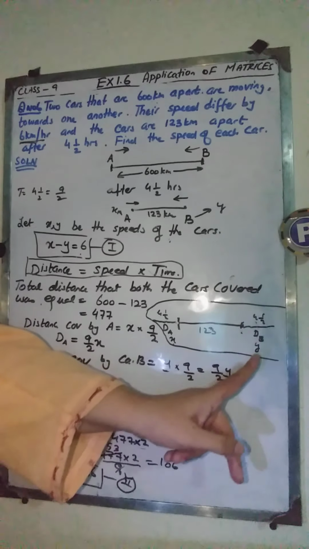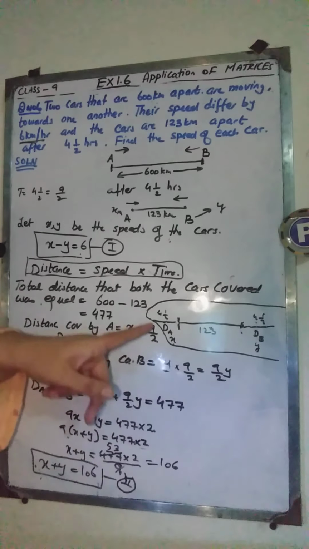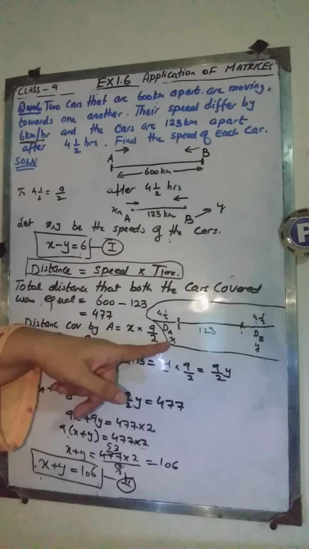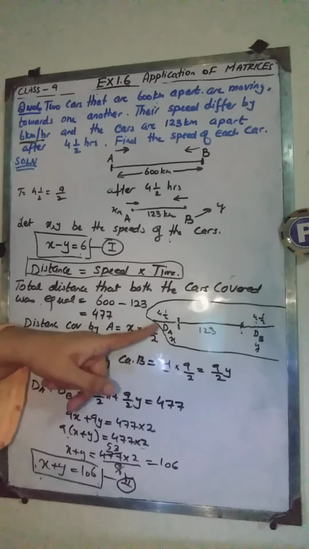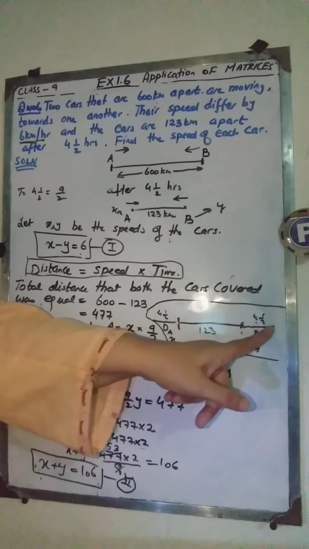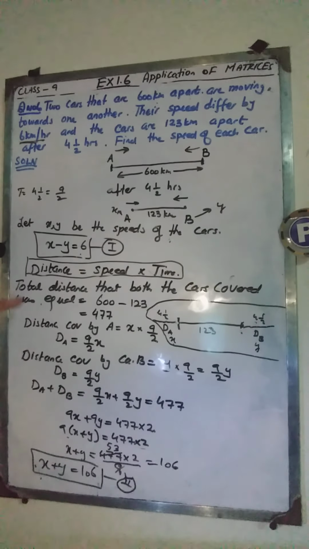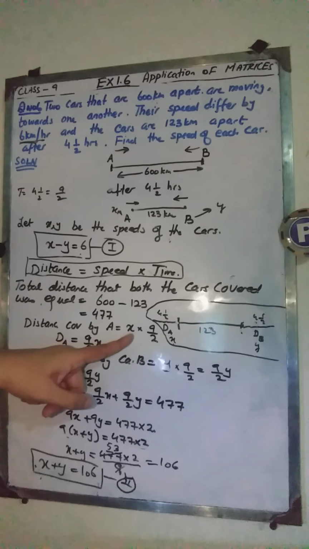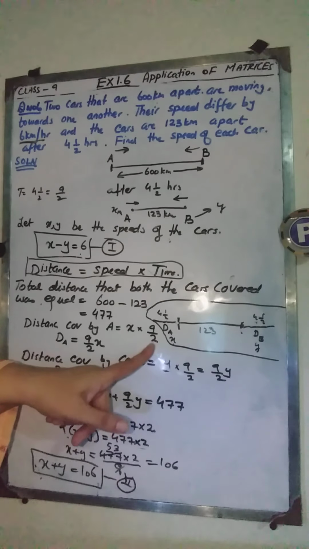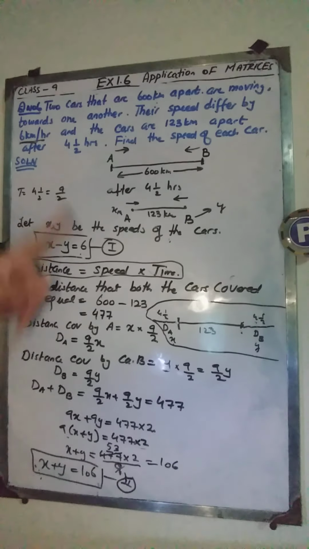In 4.5 hours it was moving with the speed y, and here during 4.5 hours it was moving with the speed x. So the speed is given to us, time is given to us. We can easily find the distance covered by car A and the distance covered by car B. If the speed of car A is x, and the time that has passed is 4.5 hours, which is equal to 9 by 2. Okay, 4.5 is equal to 9 by 2.